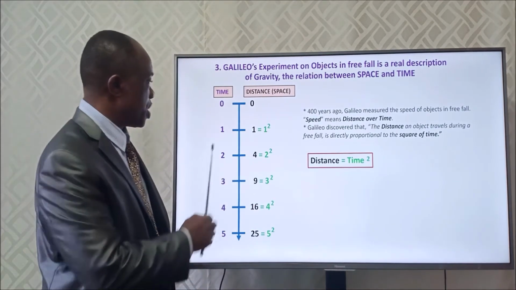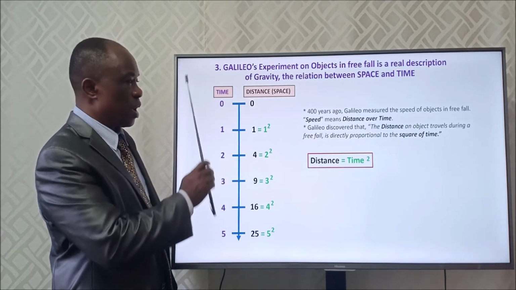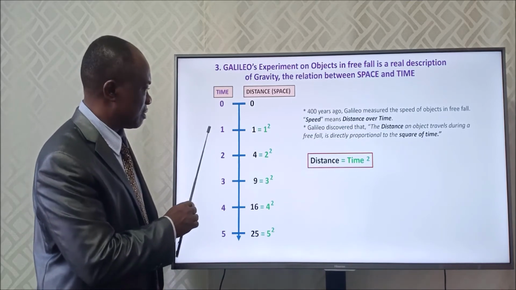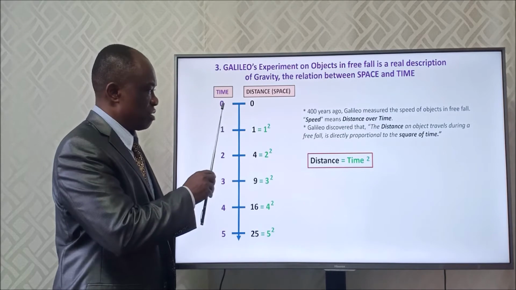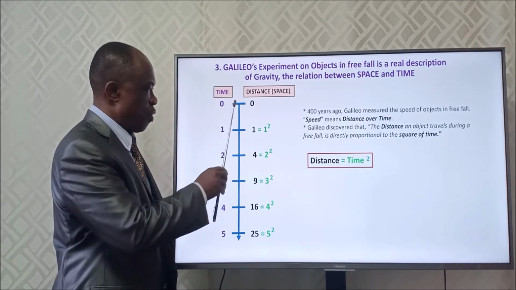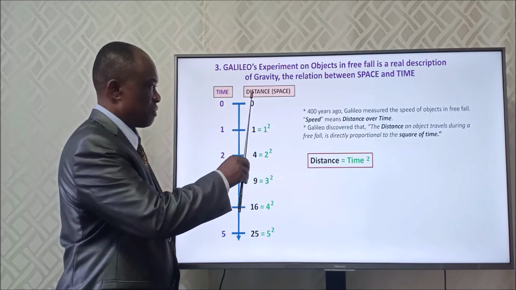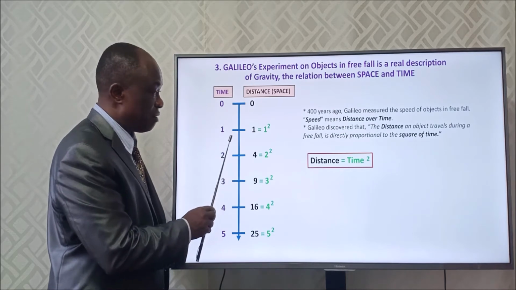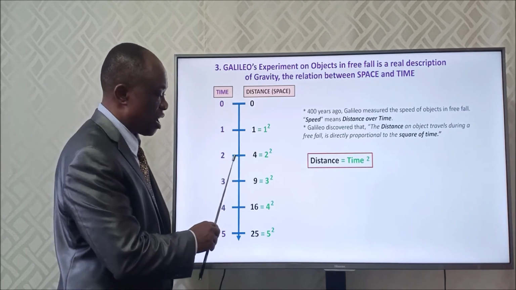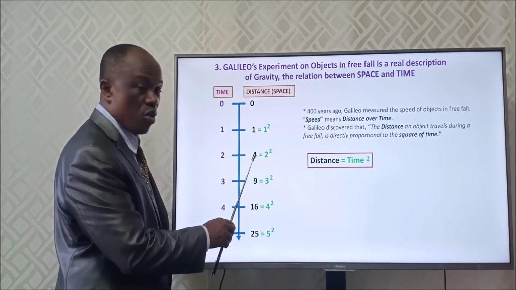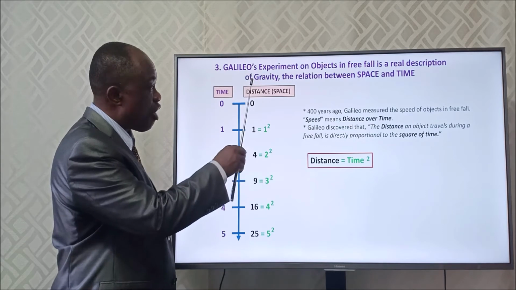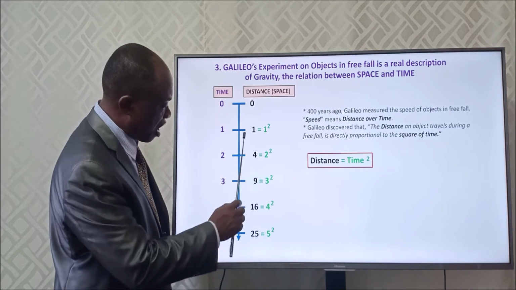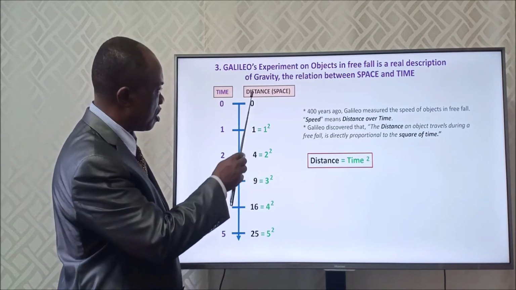But anyway, we see very clearly here that during his experiment, Galileo found out that if the object travels once only the unit of distance during the first unit of time, then after 2 units of time, the object will travel 4 times the unit of distance. For 3 units of time, it will travel 9 times the unit of distance.